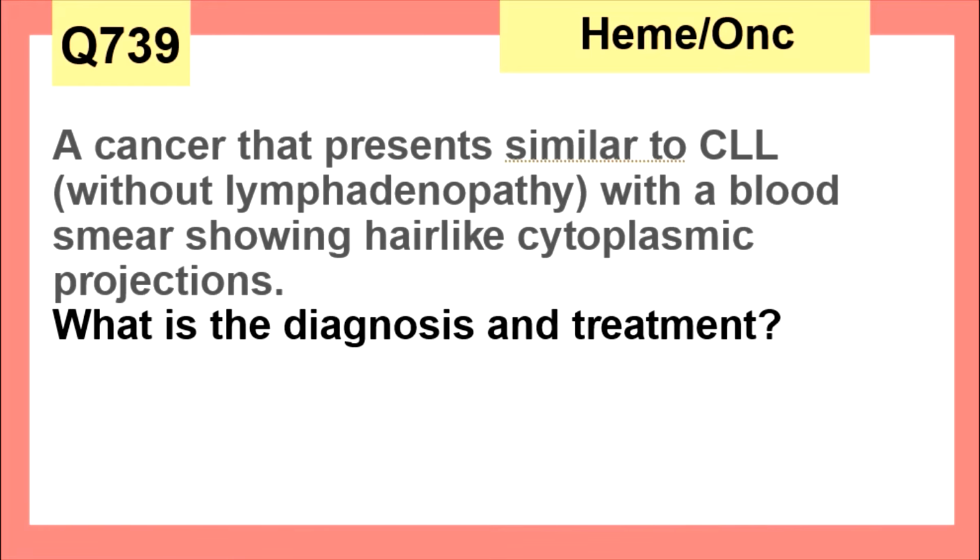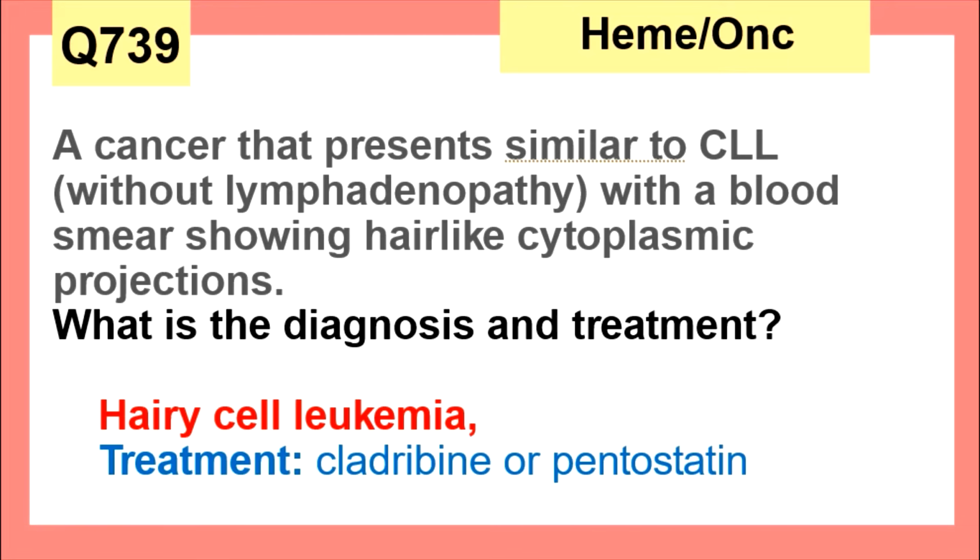739, a cancer that presents similar to CLL, with a blood smear showing hair-like cytoplasmic projections, that is going to be hairy cell leukemia, and we treat them with cladribine or pentostatin.